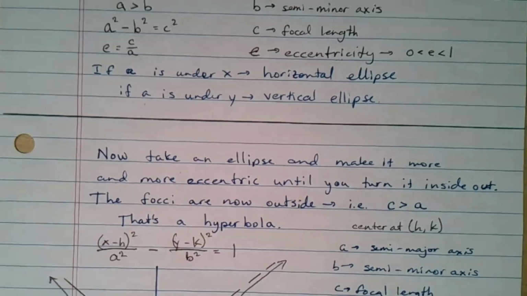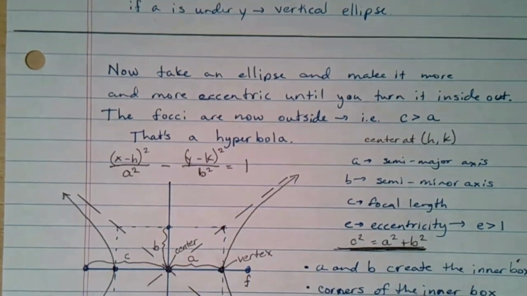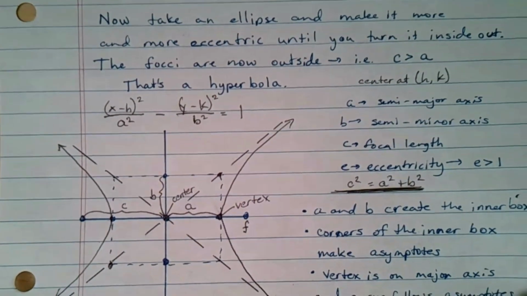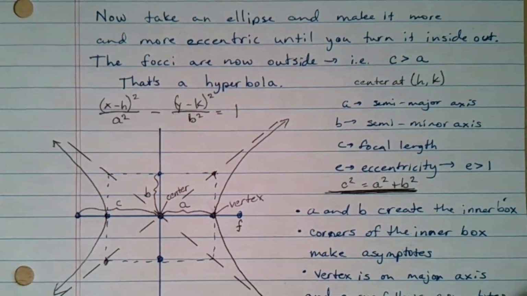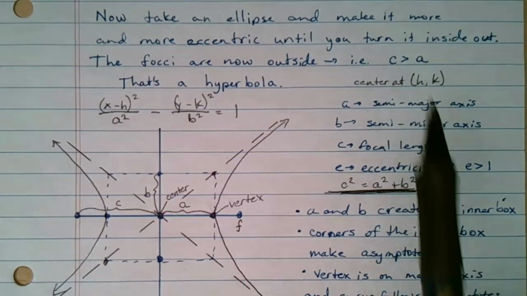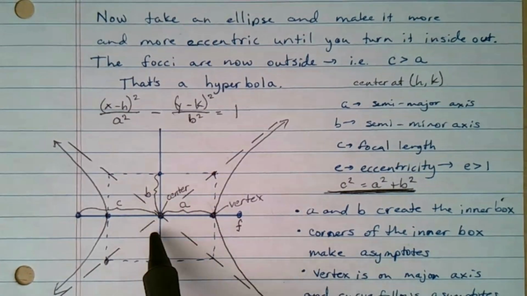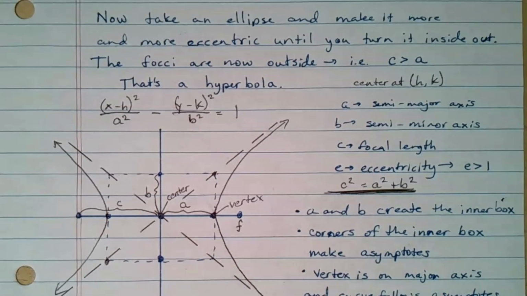So how is a hyperbola different from an ellipse? Well, it is wildly different. I'm going to show you a picture here. This is what a hyperbola looks like, and I'm going to go through this whole picture with you. First thing to know is in a hyperbola, C will be greater than A. Why? Because the focus will be outside. So this is the inside of the hyperbola, and the focus is outside of the hyperbola.